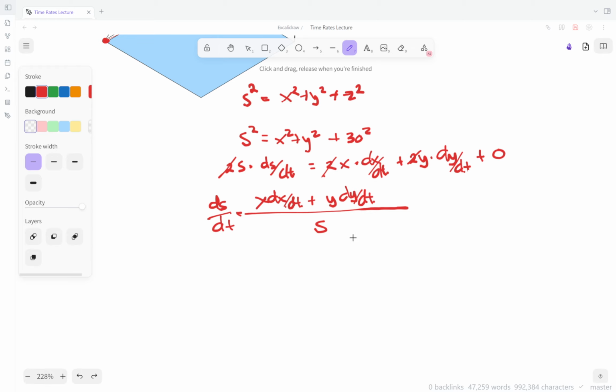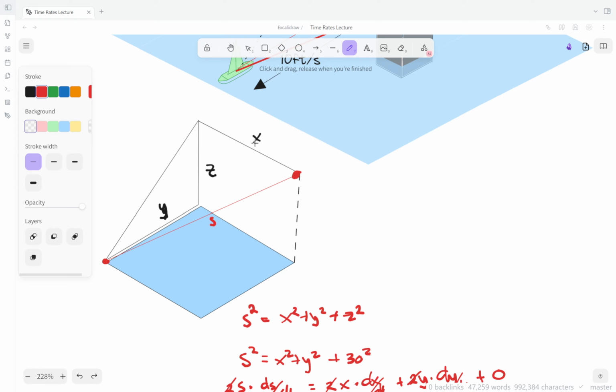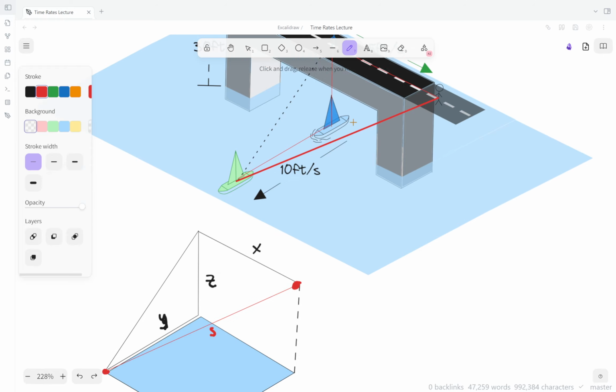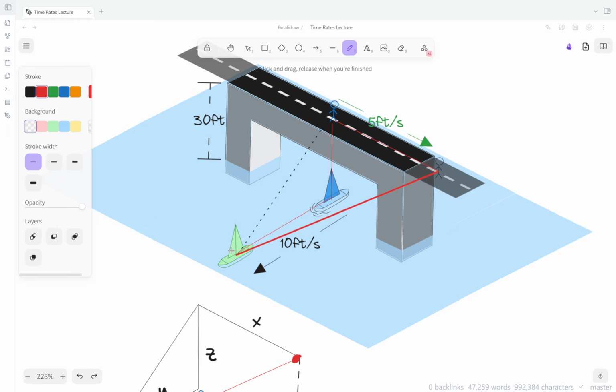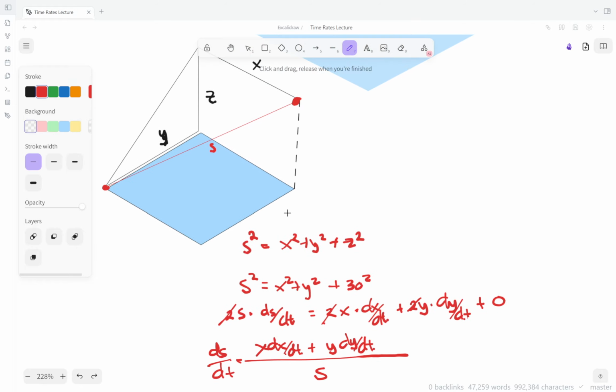Well, we need to figure out what rates we know so far. Well, x represents the person's distance. Remember, x is in this direction, so it talks about the position of the person, and y is along this direction. According to this label right here, y is the direction of the boat, and that represents the changes in the position of the boat.